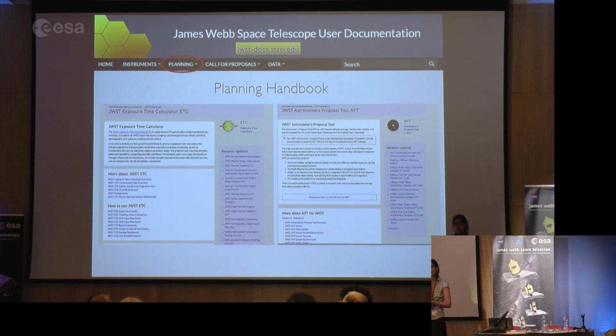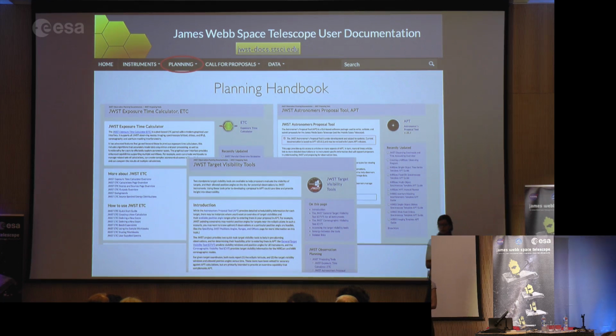Similarly, we have lots of documentation for the Astronomer's Proposal Tool, or APT. Same proposal tool that we use for Hubble, but for James Webb, we have some different options and observing templates. Again, we'll hear more about that tomorrow, but there's lots of documentation that supports this tool.